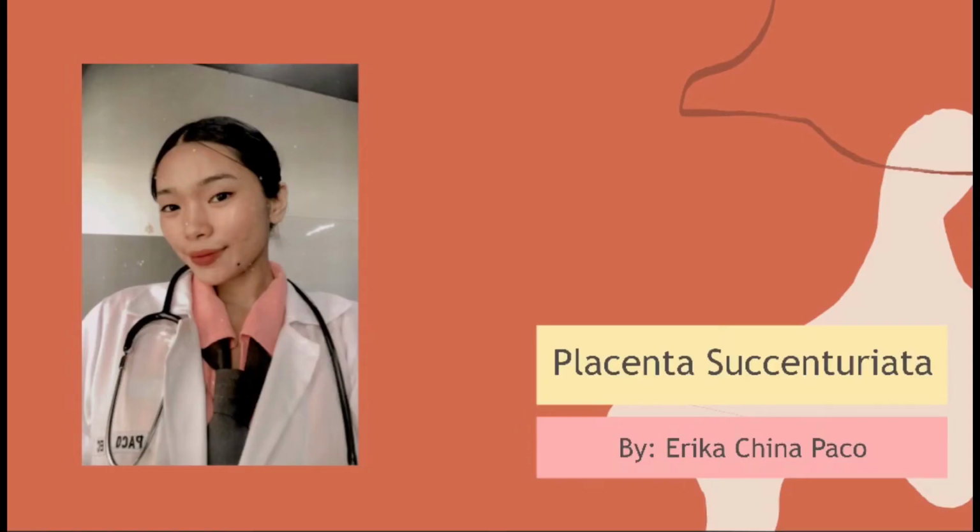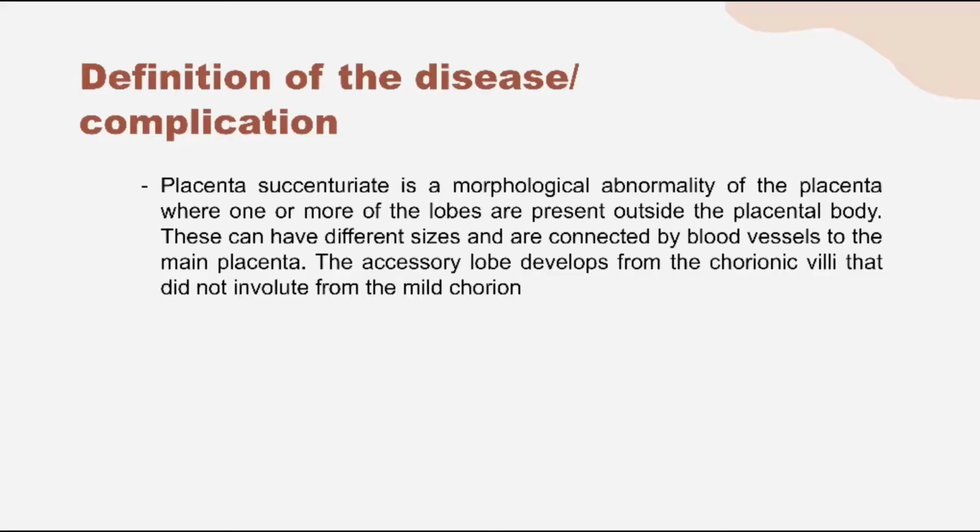Good day everyone, this is Erica China Paco presenting to you placenta succenturiata. This particular disease is a morphological abnormality of the placenta where one or more of the lobes are present outside the placental body. These can have different sizes and are connected by blood vessels to the main placenta.